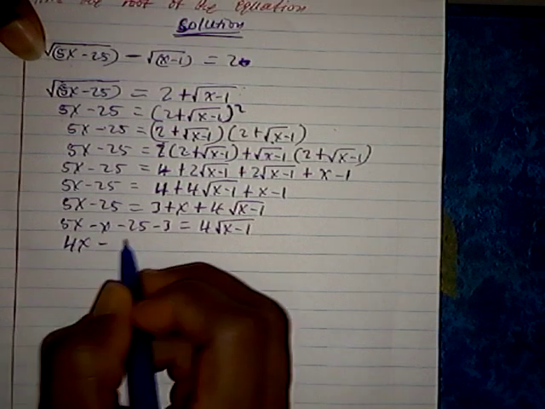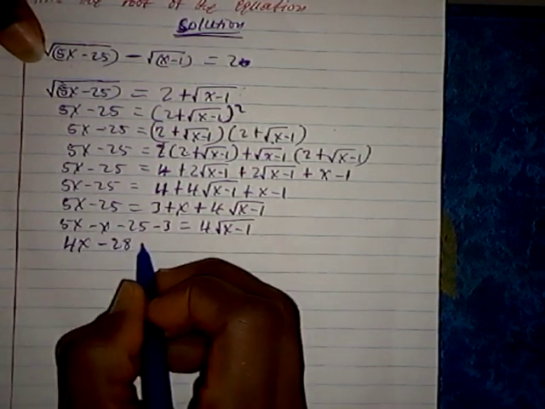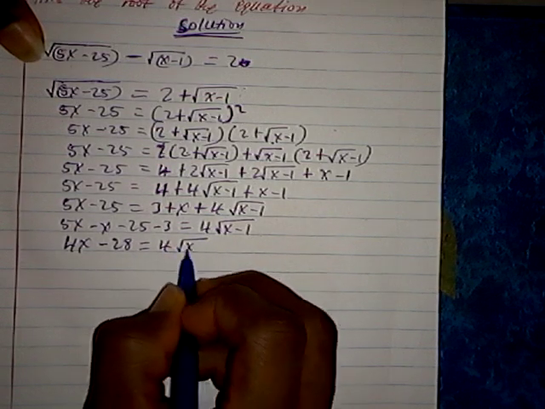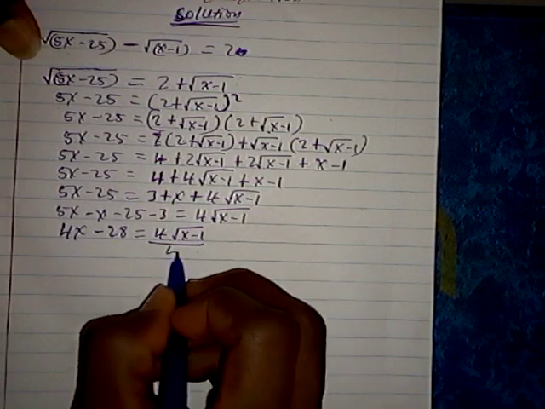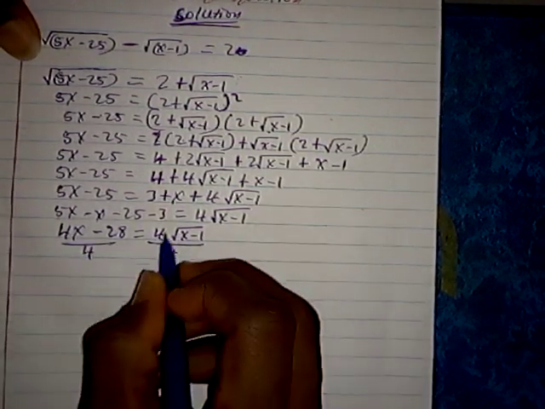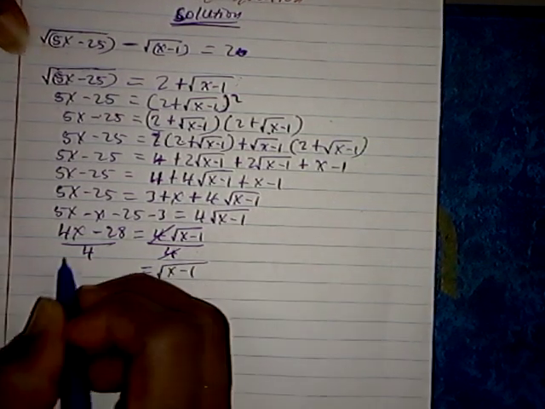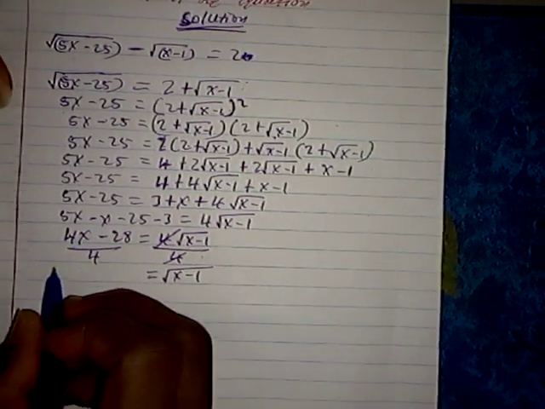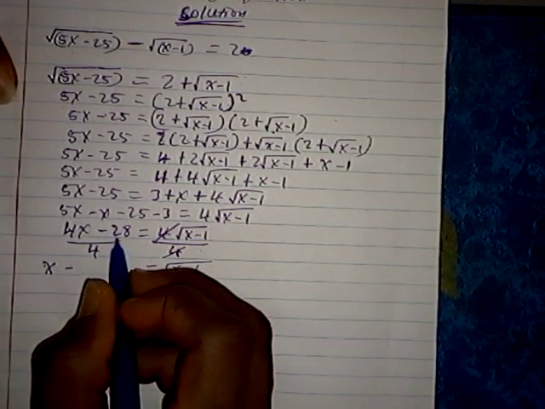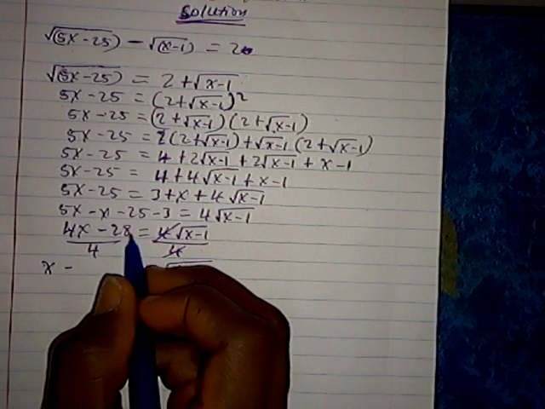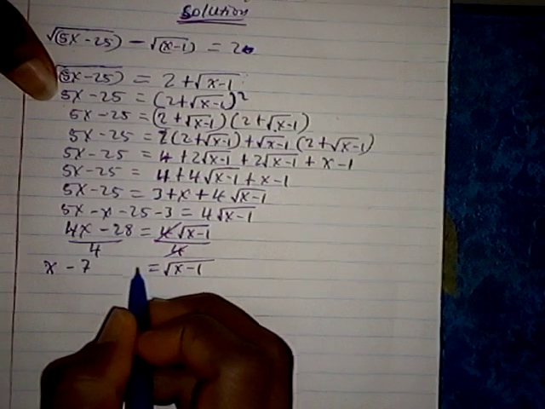4x minus 25 minus 3 is going to give you minus 28 is equal to 4 root of x minus 1. What are we going to do? We divide both sides by 4. Divide here by 4, divide here by 4. 4 cancels 4. What is remaining is the root of x minus 1. 4x divided by 4 is just x. Minus 28 divided by 4 is going to give you what? 7. Do you see it?